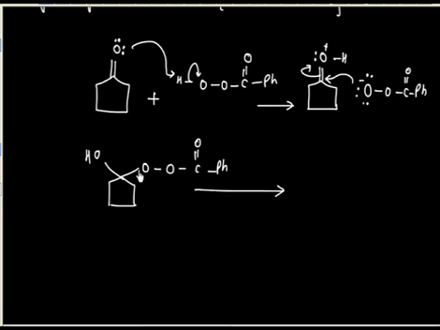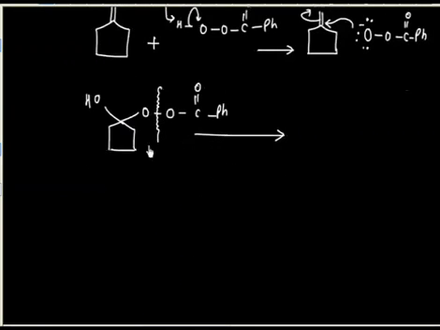Now if you remember, you have some idea what will happen in the next step. Whenever you have this peroxide bond, we have to remove it. So I have one idea, that is I have to break the peroxide bond. Now once I break the peroxide bond, what can I do next?